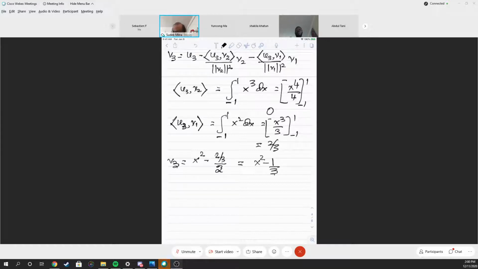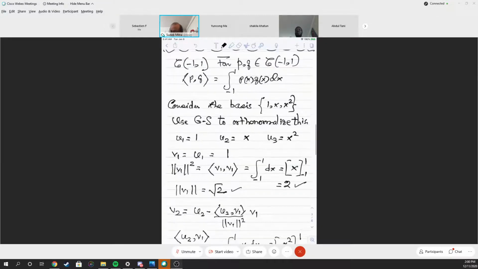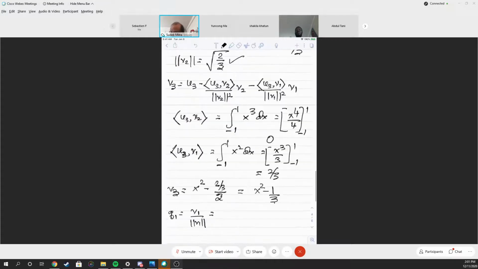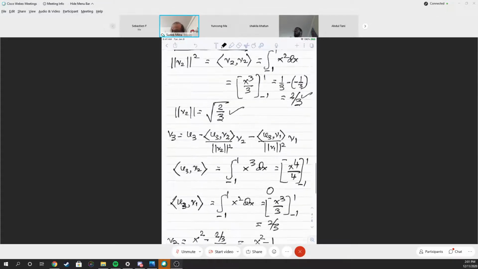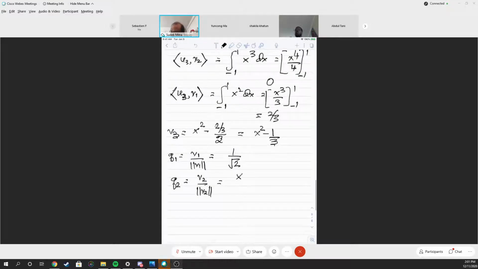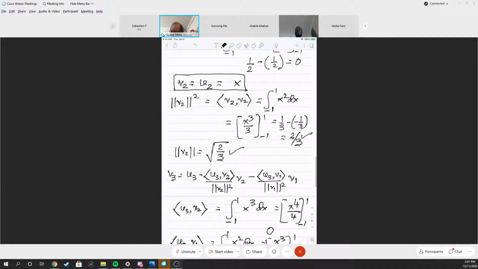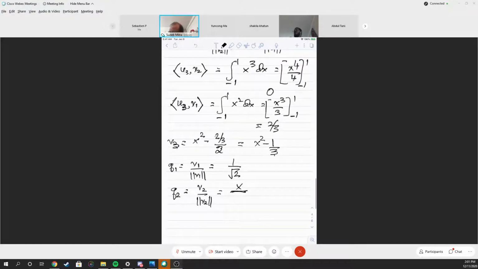And now this is not the end of the game. So q1 is v1 upon norm of v1. v1 was 1, norm of v1 is root 2, so 1 upon root 2. q2 is v2 upon norm of v2. v2 is x upon norm of v2. Norm of v2 is root 2 upon 3. Good.